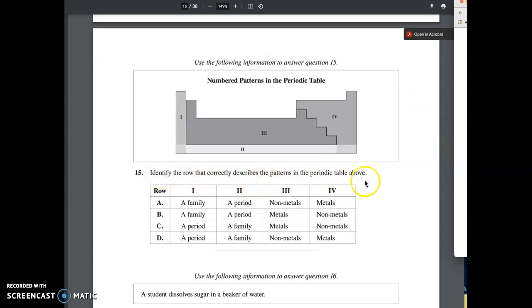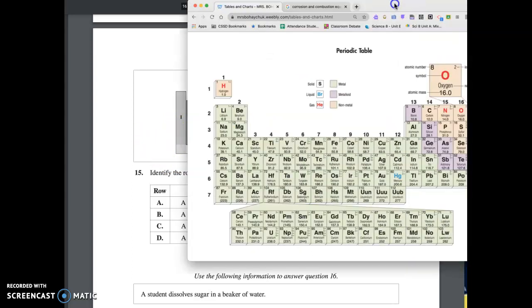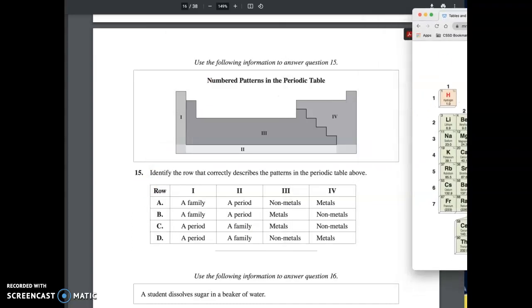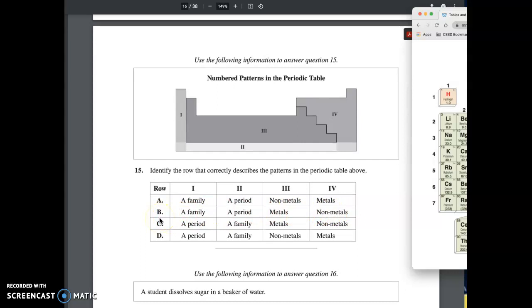Identify the row that correctly describes the patterns in the periodic table. Okay, so in row A, that means 1 is an example of a family. Yes. Okay, so it's got to be A or B. 2 is a period. Yeah, okay. So this is like a row. So the period 6 or period 5, that would be the whole row. Okay, so we know it's either A or B still because those are the same. Group 3, metals, yep. Group 4, nonmetals, yep. So 15, row B.